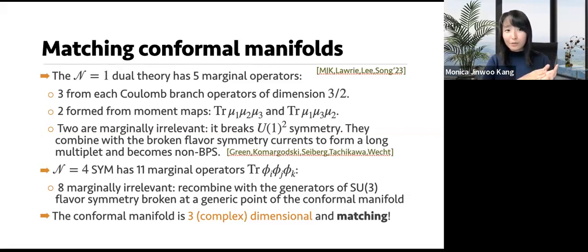Now let's look at the N=4 super-Yang-Mills side, which has 11 marginal operators of this form. Among them, 8 are marginally relevant, because they recombine with the generators of the SU(3) flavor symmetry, which will be broken at a generic point of the conformal manifold. So in turn, 11 minus 8 is definitely 3. The conformal manifold is 3 complex dimensional from both, and they're matching.